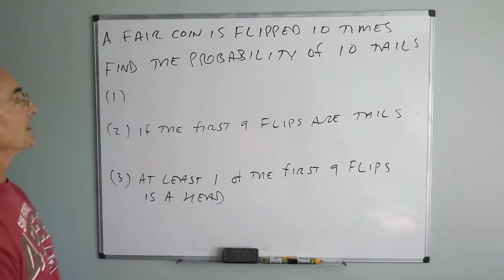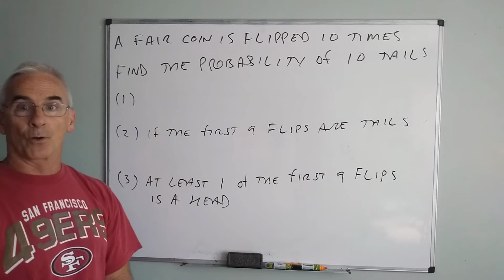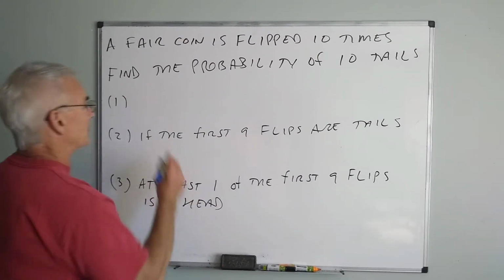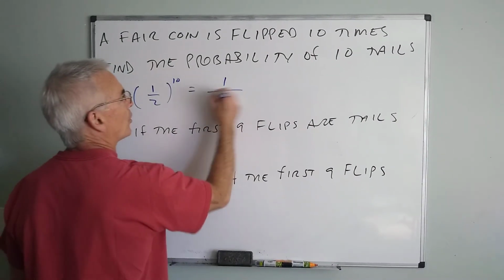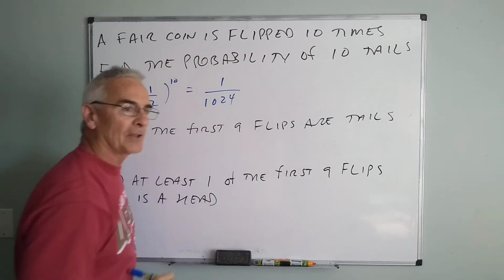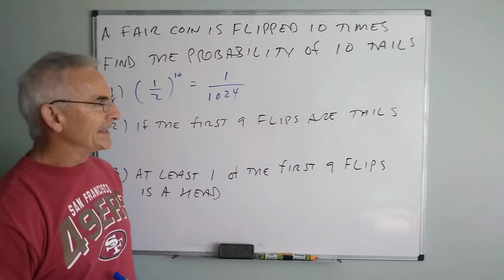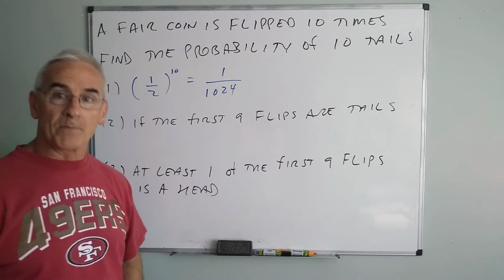Now let's look at a simple example. I'm going to flip a fair coin 10 times in a row, and I want to know what's the probability of getting 10 consecutive tails. Well, we know that's just simply going to be a half to the 10th power, which is 1 over 1,024. It's not very likely. Now, you walk into the game a little bit late. I've already flipped 9 consecutive tails.